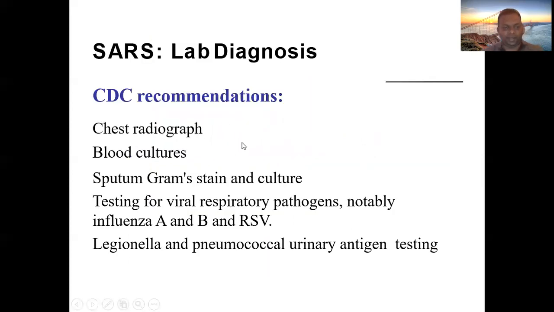Lab diagnosis, same. Apart from that, often we ask for blood cultures for bacteria, sputum Gram stain, and culture for bacteria. Then testing for viral respiratory pathogens, including influenza A and B and RSV. Then Legionella and pneumococcal urinary antigen testing, also to exclude atypicals and typicals, and a chest radiograph. If we do procalcitonin, it helps to differentiate whether it is bacterial or viral. Often in viral infections, it's negative.